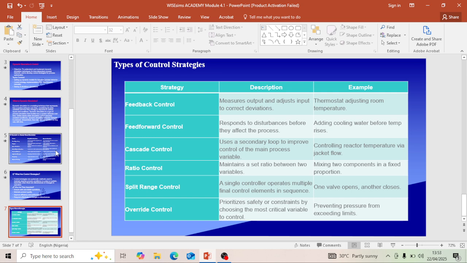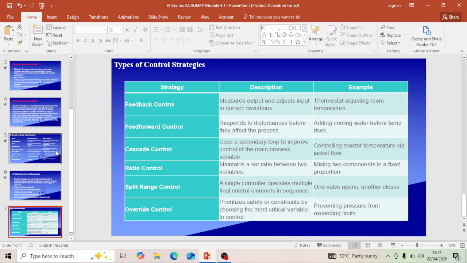It's usually used for controlling reactor temperature via jacket flow. So imagine you are using a heat exchanger, or let's say a heater, and the heater is supposed to be working at a particular temperature. Then you have to regulate the flow of your inlet, whatever you are trying to put into it. So the secondary controller will be regulating the flow according to the primary controller, which is regulating the temperature. Basically, that's how that works.